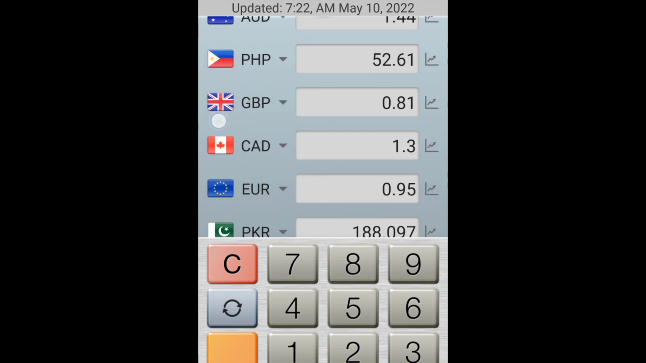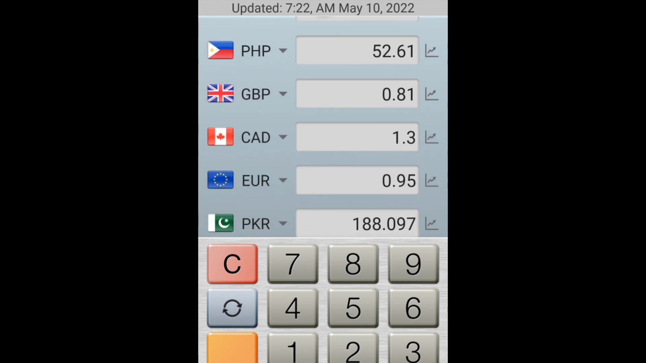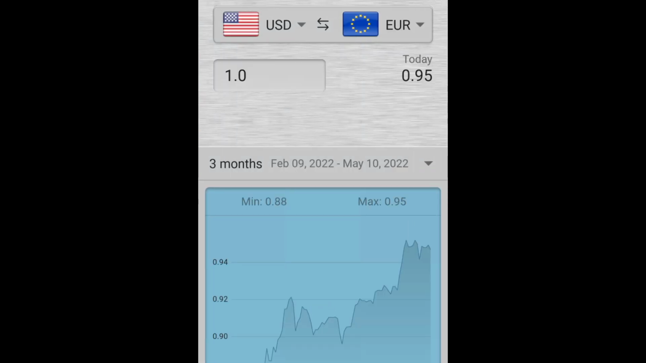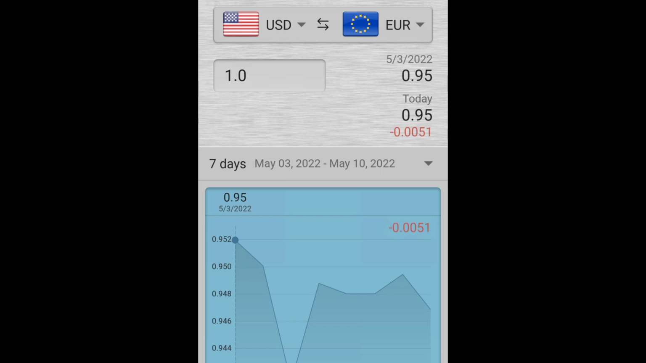1 US dollar is equivalent to 0.95 euro as of May 10, 2022. For historical data, 1 US dollar is equivalent to 0.95 euro as of today for 7 days. May 3, 0.952 euro. For May 4, 0.950 euro. For May 5, 0.940 euro.